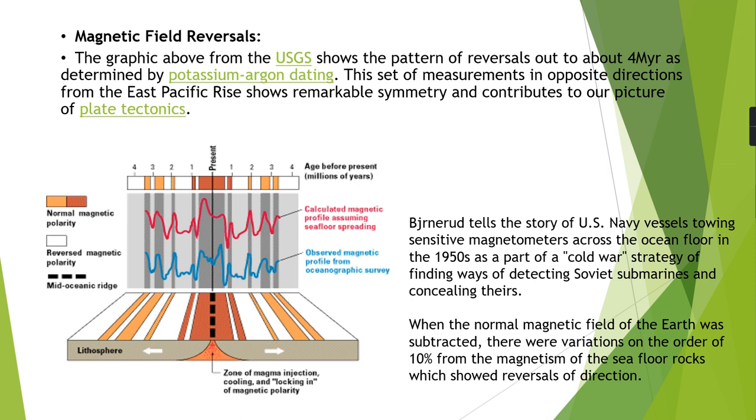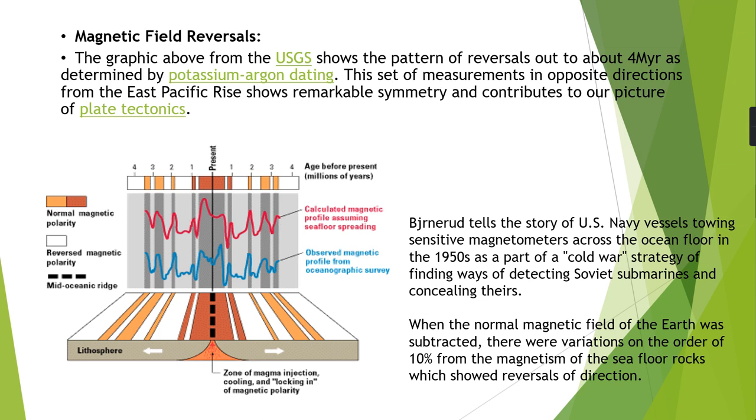Magnetic field reversals. This is the graphical representation of the magnetic field reversals. The graphic above from the USGS shows the pattern of reversals out to about 4 million years, as determined by potassium-argon dating. This set of measurements in opposite directions from the East Pacific Rise shows remarkable symmetry and contributes to our picture of plate tectonics.